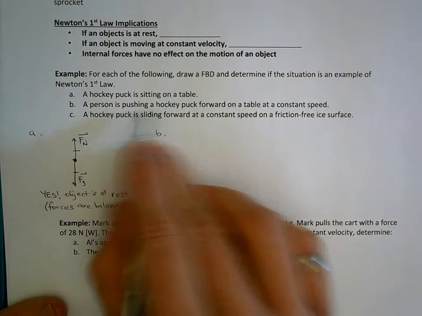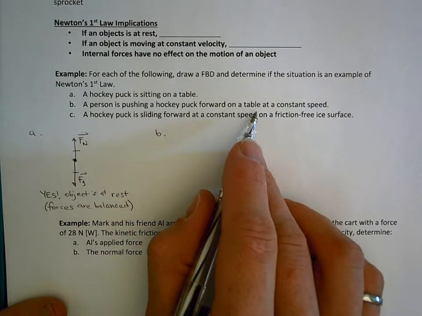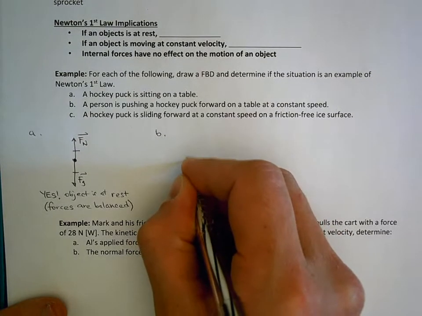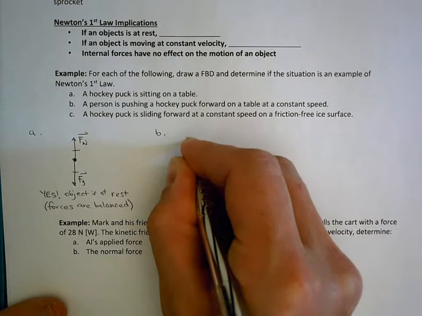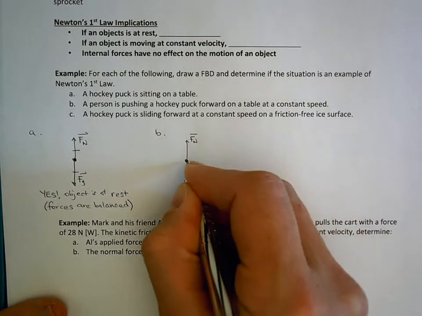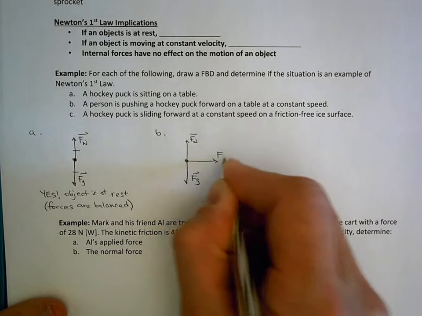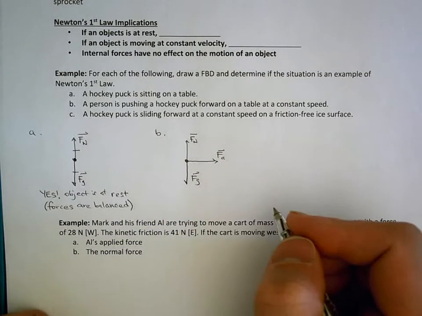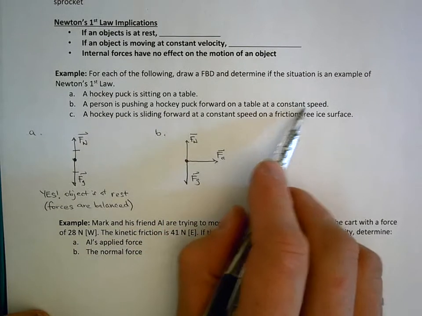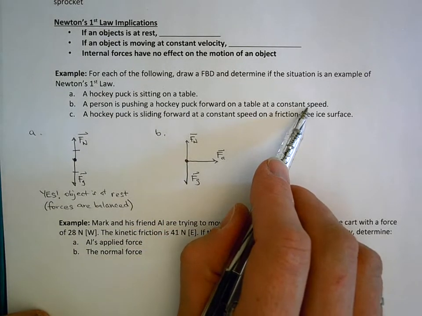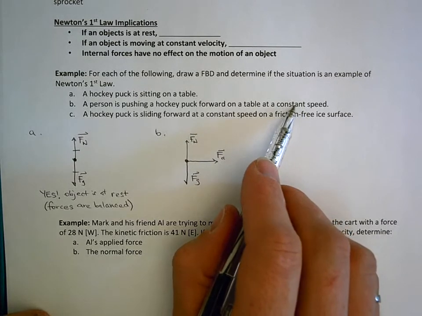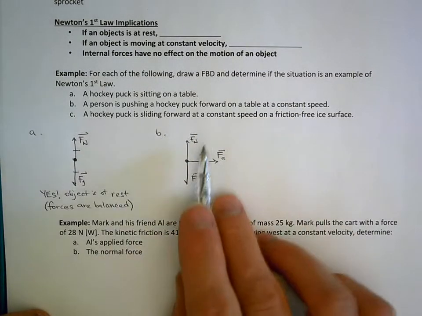Second example, a person is pushing a hockey puck forward on a table at a constant speed. Okay, well, I have my hockey puck, so first of all I'm going to draw gravity again and draw that normal force again. This time somebody's pushing the hockey puck, so they're applying a force, Fa. Now we know the hockey puck is moving at a constant speed. If it's moving at a constant speed, it has to be Newton's first law. If it has to be Newton's first law, then all the forces need to be balanced.